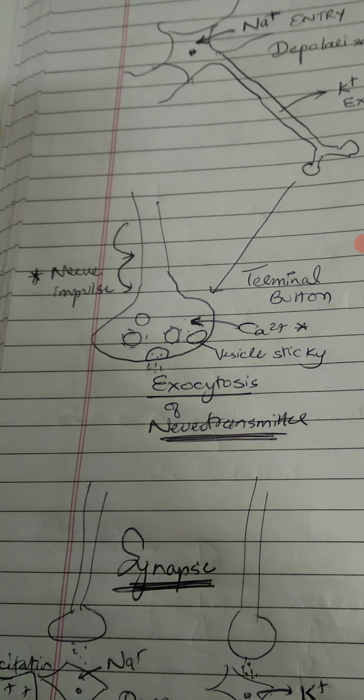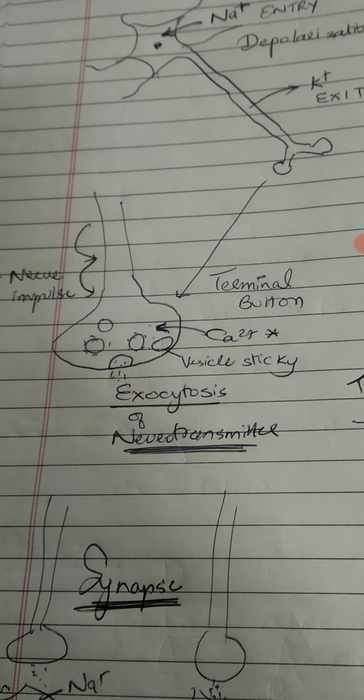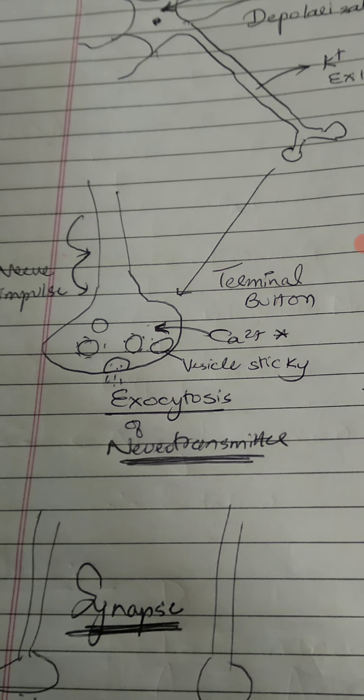So what happens when the nerve impulse is generated? The nerve impulse ultimately reaches a button-like area called the terminal button, also called the synaptic button. When the nerve impulse reaches that level, there will be opening of calcium channels. When these calcium channels open up, there will be influx of calcium as depicted in the diagram. The calcium ions enter into the terminal button.